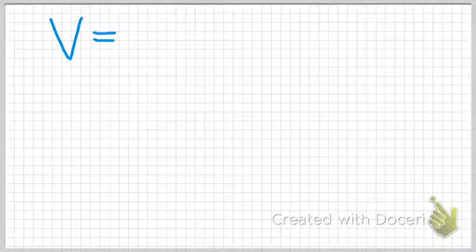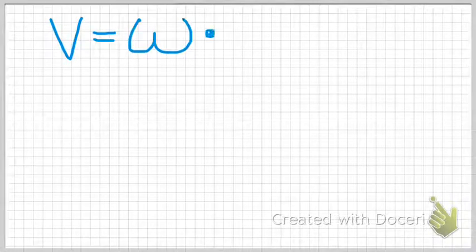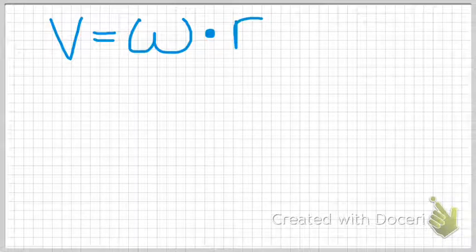Okay, I'm going to do a quick review of the formula we've been talking about the last couple of days, this V equals omega times R formula. The formula itself is not difficult. You're going to multiply omega and R together to get V, or if you're trying to find omega or R, you would just divide. The key to this formula is making sure that your units are correct and that you know what each variable represents.